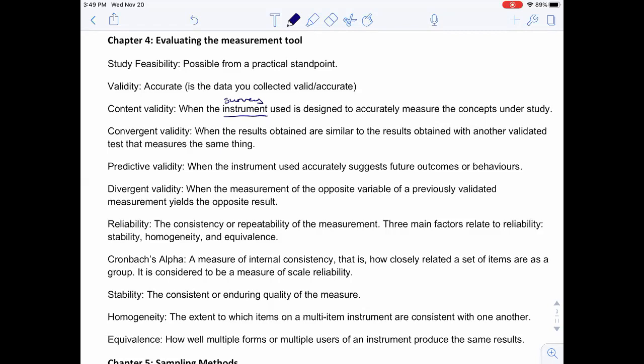Reliability is the consistency or the repeatability of your survey instrument. And so one thing that we have to keep in mind, right, the three main factors that relate to reliability: stability, homogeneity, and equivalence. Probably commit those three to memory. Stability, homogeneity, and equivalence got separated because I threw in Cronbach's alpha.